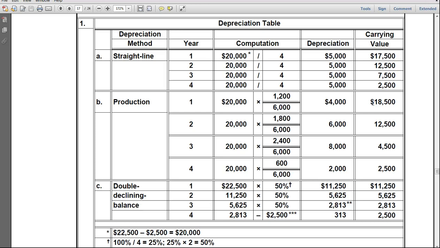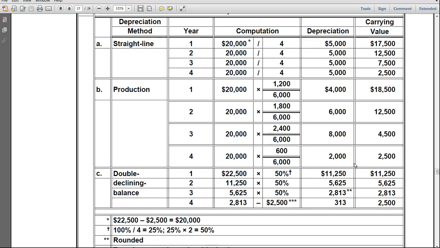Now it's important that you understand and can calculate carrying value because you will be doing it for the rest of this course. So for year 2, we used 1,800 hours. We used that in our calculation and came up with 6,000. So we took our previous carrying value minus our 6,000 to get our new carrying value. Same with year 3 and year 4.